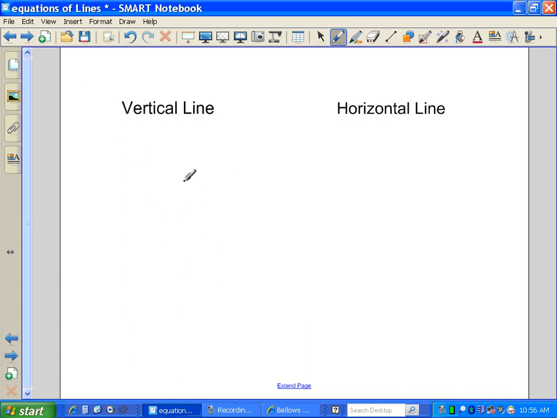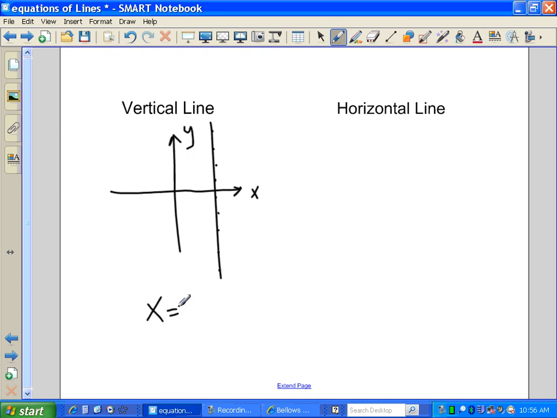A vertical line has an equation. Okay, those are my x and y axis. There's my vertical line, perfectly vertical. Basically what happens is its x-coordinate is the same no matter where we are on that particular line. So the equation is x is equal to some constant, whether it be 3 or 5 or 7 or negative 14 or whatever it is.